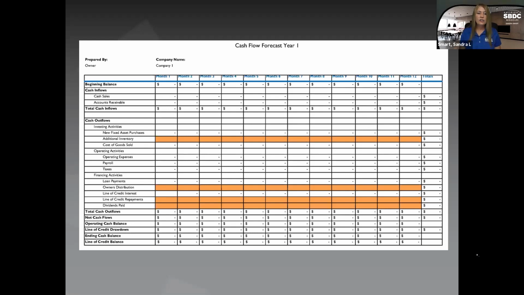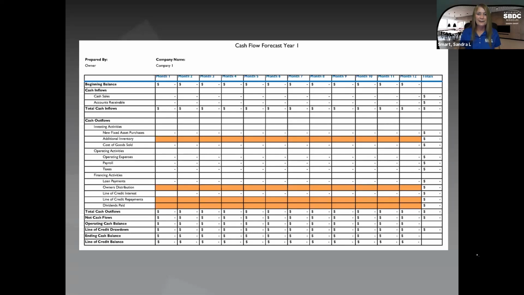And then the next section goes down to the outflow. What cash is going out of the business, broken down into three major categories: the investing activities, the operating activities, and then the financing activities. This allows you to see the cash that's going out of the business on a monthly basis in several different categories, and it helps you manage your cash more effectively.